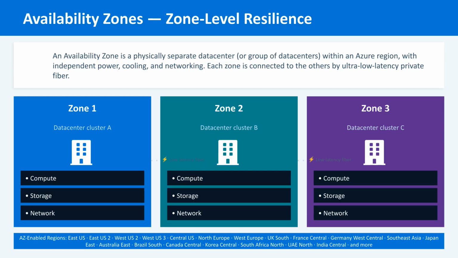Availability zones provide zone-level resilience. Each zone is a physically separate data center or cluster within an Azure region, with independent infrastructure. They are connected by ultra-low latency fiber, protecting your applications from data center-level failures.